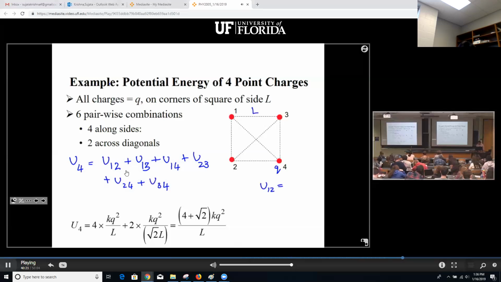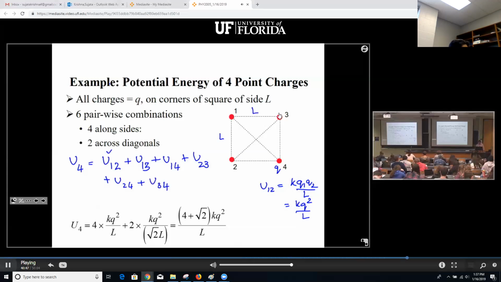So if we look at U12, our formula was K Q1 Q2 over the distance, yeah? Not squared, just the distance, okay? If you square it, you're going to get the force. So it's just that distance to the power 1. The distance between 1 and 2 is just L, and each of these is Q, so I can write that as KQ squared over L. Yeah, that's this first term.